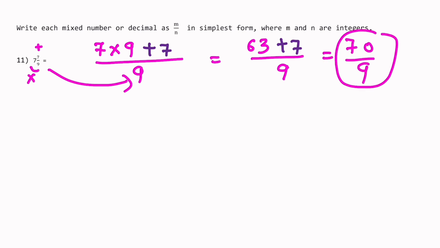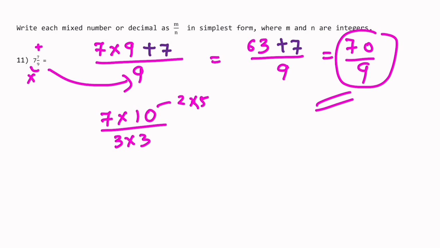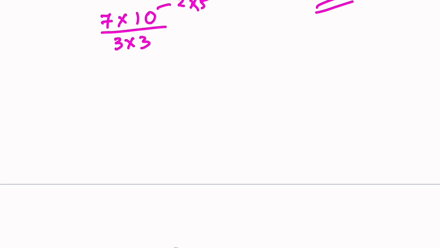That's it. Done. Okay? Because this cannot be further simplified. If you want to check, you can confirm your answer, because 70 is what? 7 times 10. And this 9 is 3 times 3. Right? This can be written as 2 times 5 also. Do you see any common factors? No. So this is the final answer over here.